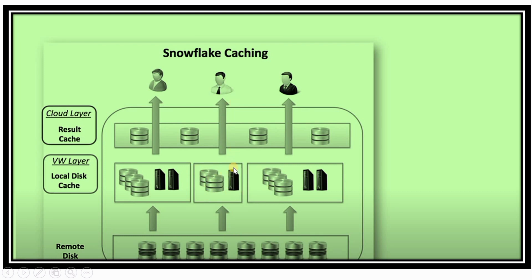Okay, here the drawback in the results cache is that you have to fire the same query again and again to fetch the data in a faster way from the results cache, and if you are firing different queries, then it will move to the remote disk. Okay, we will discuss all those things in the results cache and local disk cache.